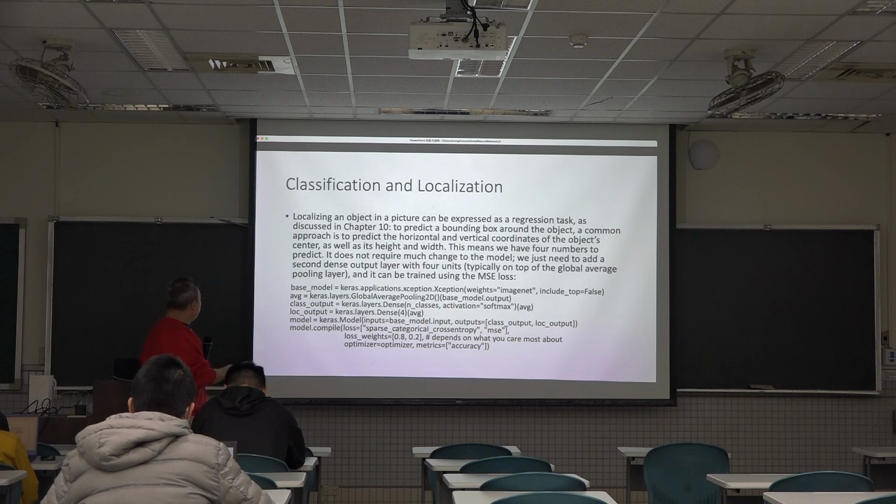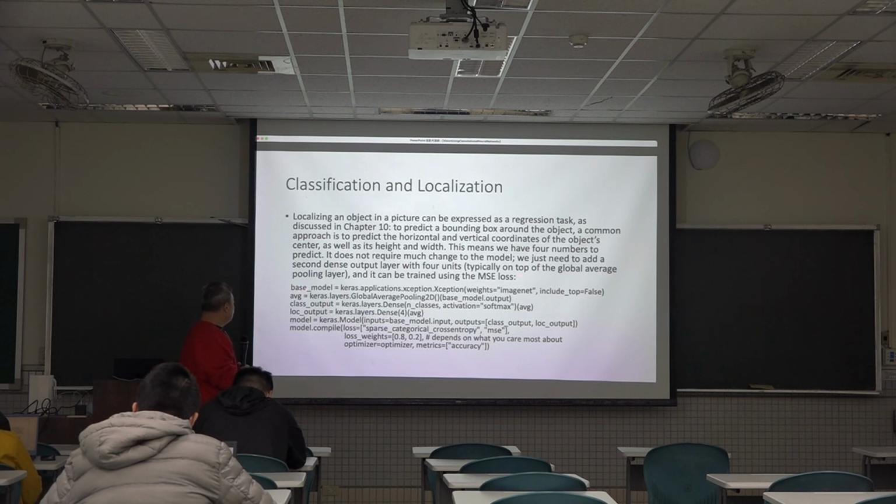So obviously, if you want to do that, it doesn't require much change to the model. We just need to add a second dense output layer with 4 units, which normally sits on top of the global average pooling layer. So that's it. We normally train it using MSE loss.